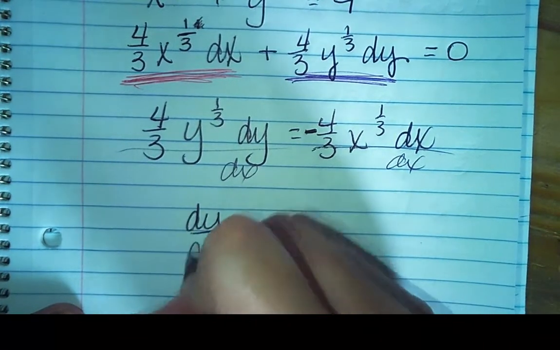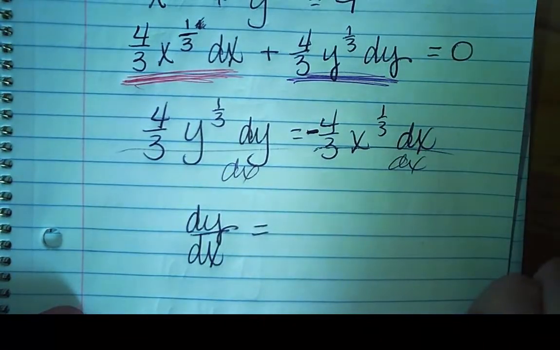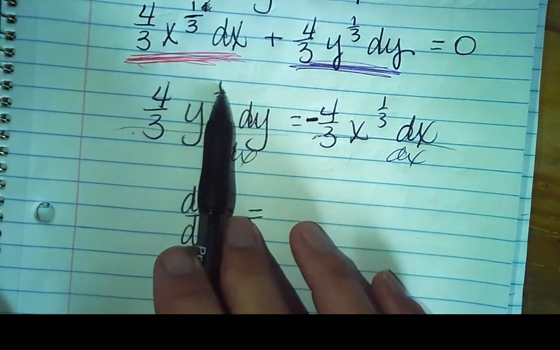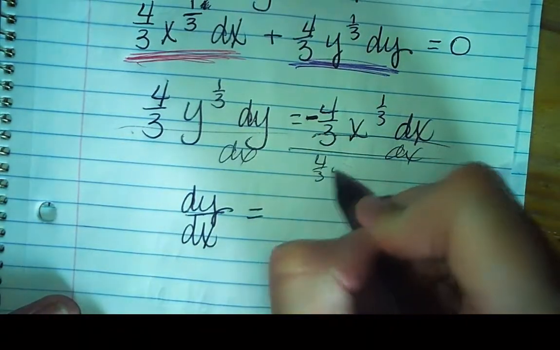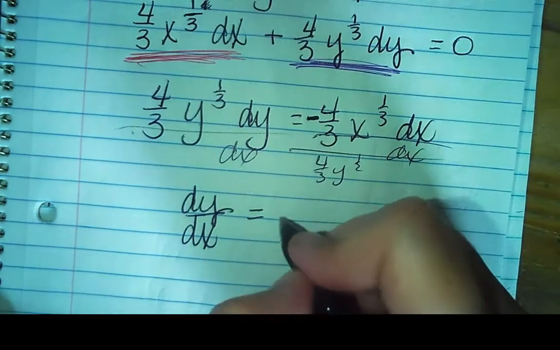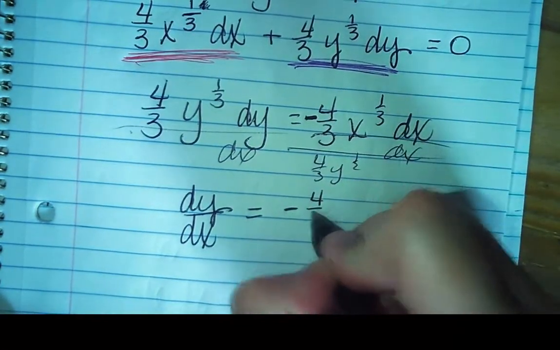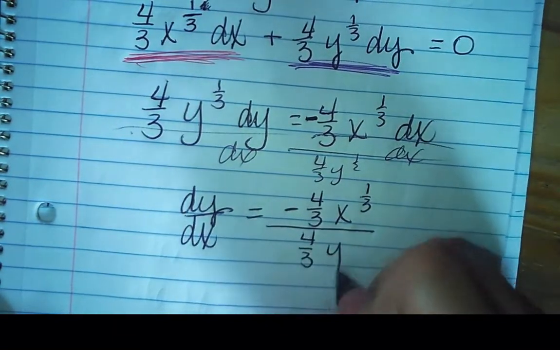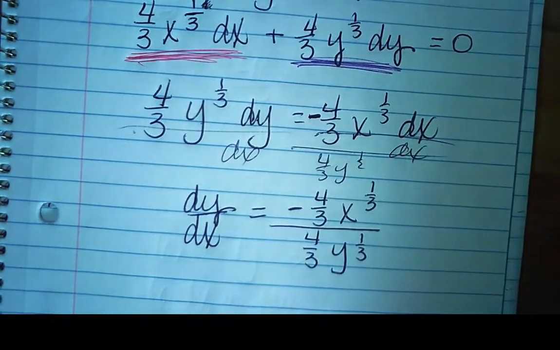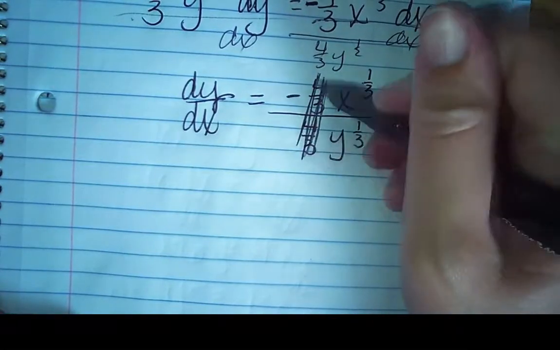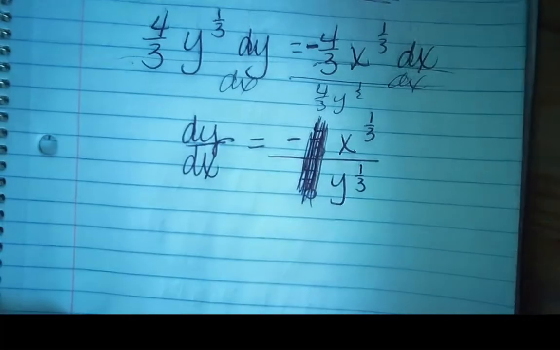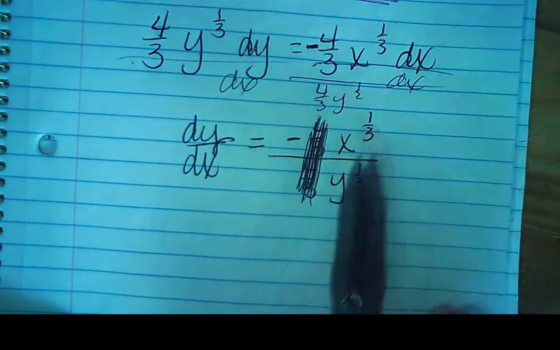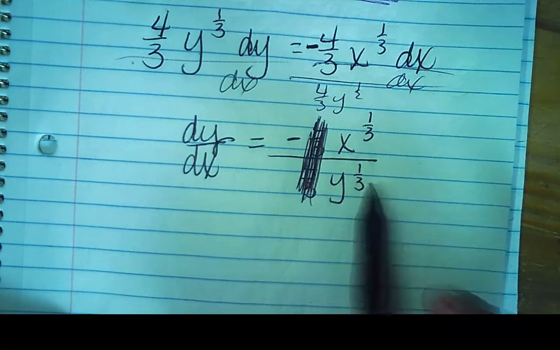So I get dy/dx equals, I can divide both sides by 4/3 y to the 1/3. That means I've got a negative 4/3 x to the 1/3 over a 4/3 y to the 1/3. And any number divided by itself is 1. So what did I get? I got a negative x to the 1/3 over a y to the 1/3. Okay, you can just leave it like that.